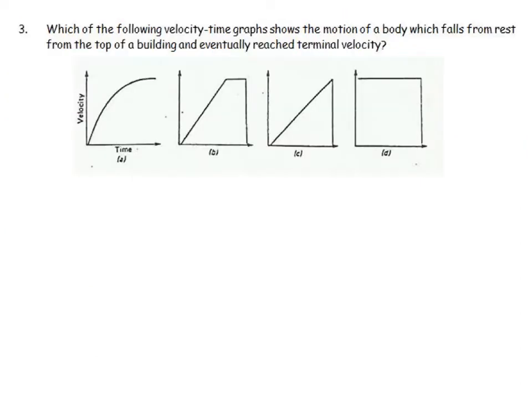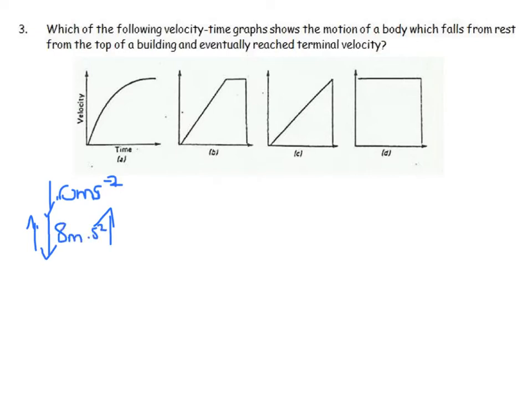Which of the following velocity time graphs shows the motion of a body which falls from rest from the top of a building and eventually reaches terminal velocity? Now remember that any object that falls from rest is under gravitational acceleration. So it's going to be 10 meters per second squared is the acceleration. What happens simultaneously is that there is air resistance, and that works against the motion all the time. So what happens is, instead of accelerating at 10 meters per second squared, the acceleration slows down a little bit.